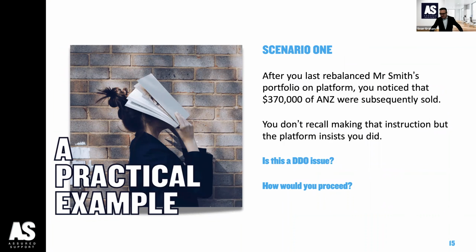But I want to spend some time talking about some practical issues, and this is where, thankfully, you'll have the opportunity to talk about this. I used this particular example when I was dealing with breaches, but it's really interesting in some respects as well. So this is the example where we had an advisor who rebalanced a client portfolio on a platform. As a result of that rebalance of the model portfolio, there were shares sold. $370,000 of shares were sold. What happened? Well, this is where the platform insists the advisor did it. The advisor has no recollection of it.